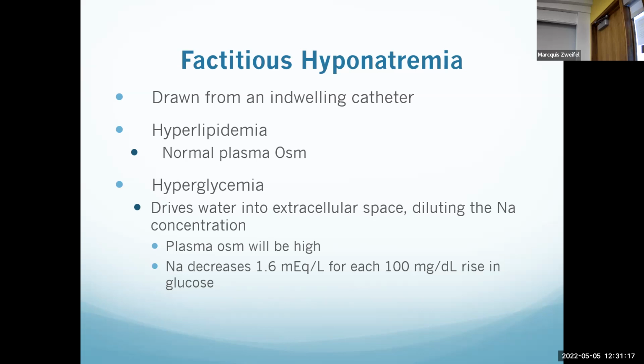You will find normal plasma osmolarity. Hyperglycemia drives water into the extracellular space, diluting the sodium concentration. The plasma osmolarity in this case will be high, okay? And sodium decreases about 1.6 milliequivalents per liter for each 100 milligrams per deciliter rise in glucose, okay? So when I have really high glucoses, make the correction right away.